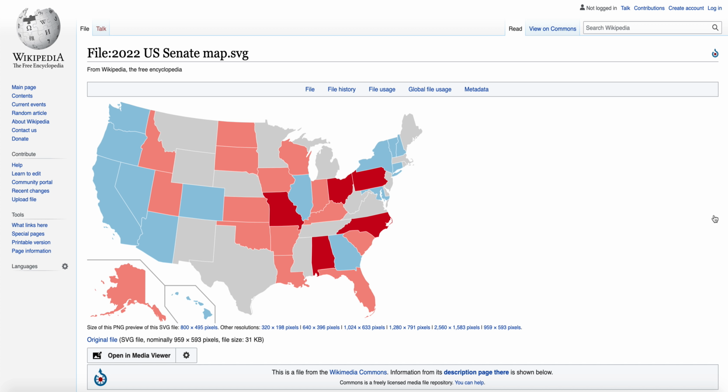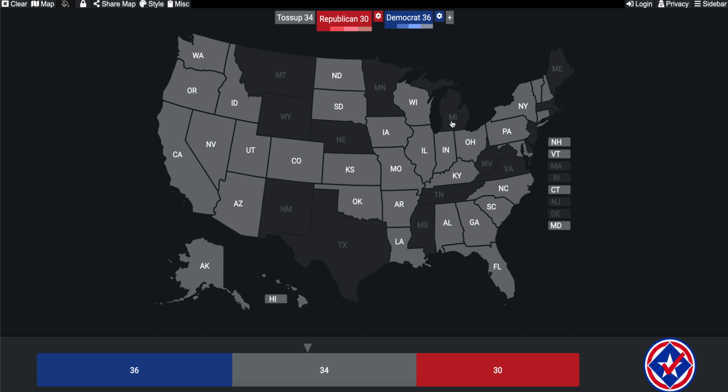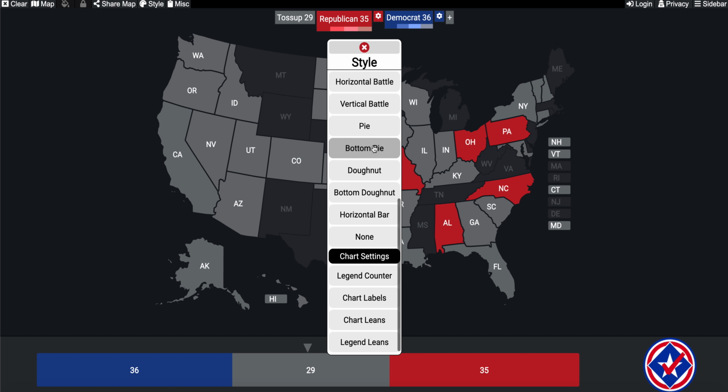Now, to show you the 2022 Senate map, one thing you do have to understand is that there are no Democrats who have announced that they are retiring currently. All of the retirements have been from Republicans, and those are in the states of Ohio with Rob Portman, Pennsylvania with Pat Toomey, North Carolina with Richard Burr, Alabama with Richard Shelby, and Missouri with Roy Blunt. So those are the 5 retirements we've seen so far.